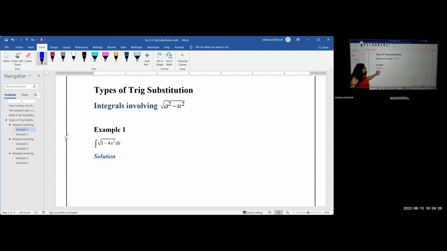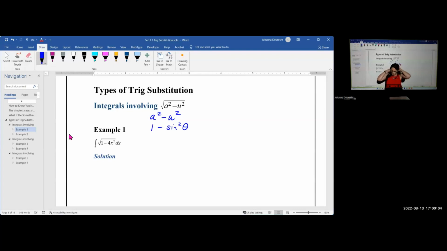So let's take a look at this integral that we see right here in example 1. We have the integral of the square root of 1 minus 4x squared dx. So we've got a constant 1 minus something with the variable and it's squared. This is going to remind us basically of a squared minus u squared, which is like 1 minus sine squared of theta. This is the substitution factor that we're looking for. That's the pattern that we're looking to find.